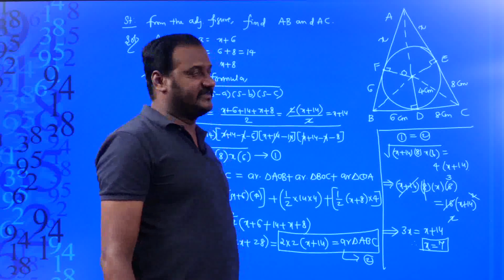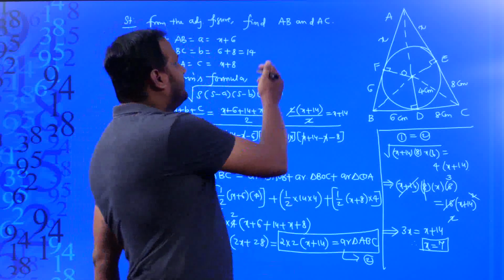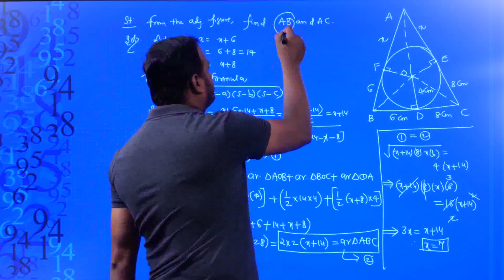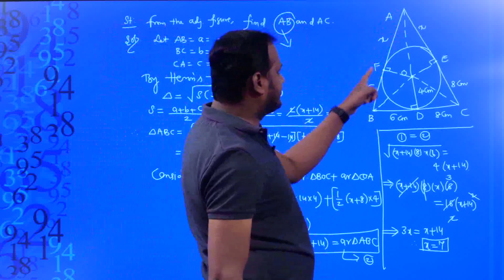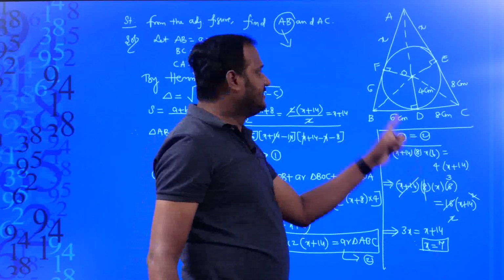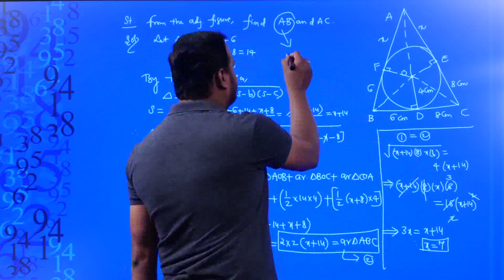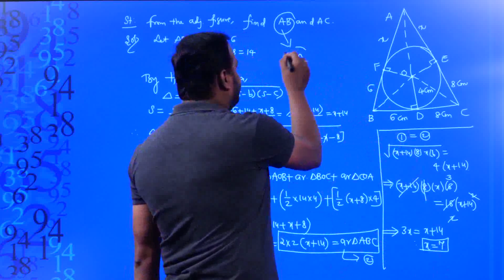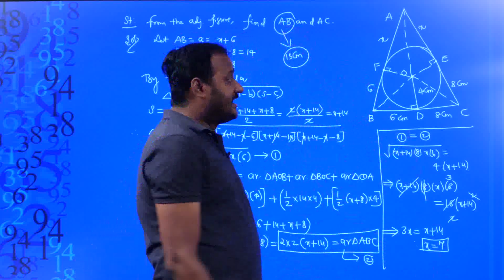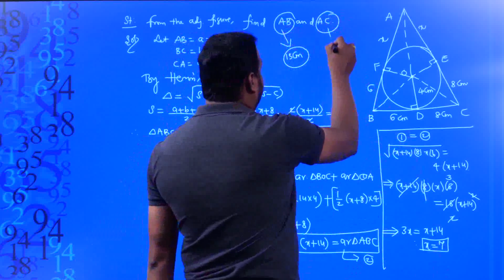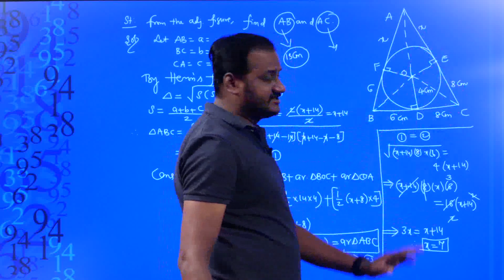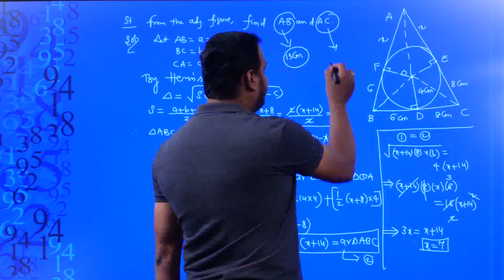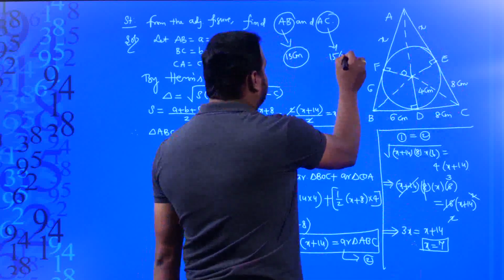After getting the value of x, what do you want here? You need to find the value of AB. So what is the value of AB here? AB is going to be x plus 6. X is equal to how much? 7. So 7 plus 6 is equal to 13 centimeters is the value of AB, as well as, in order to get the value of AC, AC is equal to what? X plus 8. X is equal to 7. So 7 plus 8 is going to be 15 centimeters.